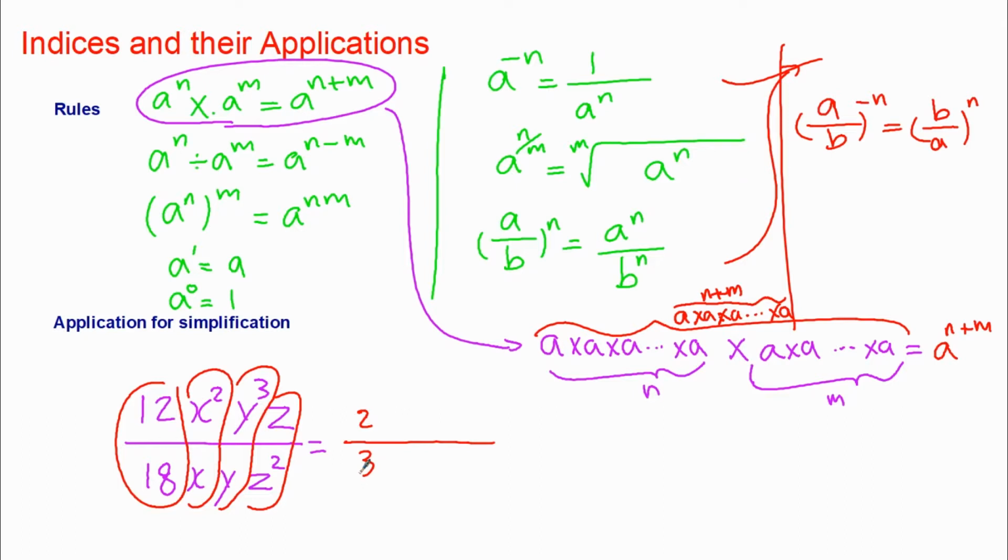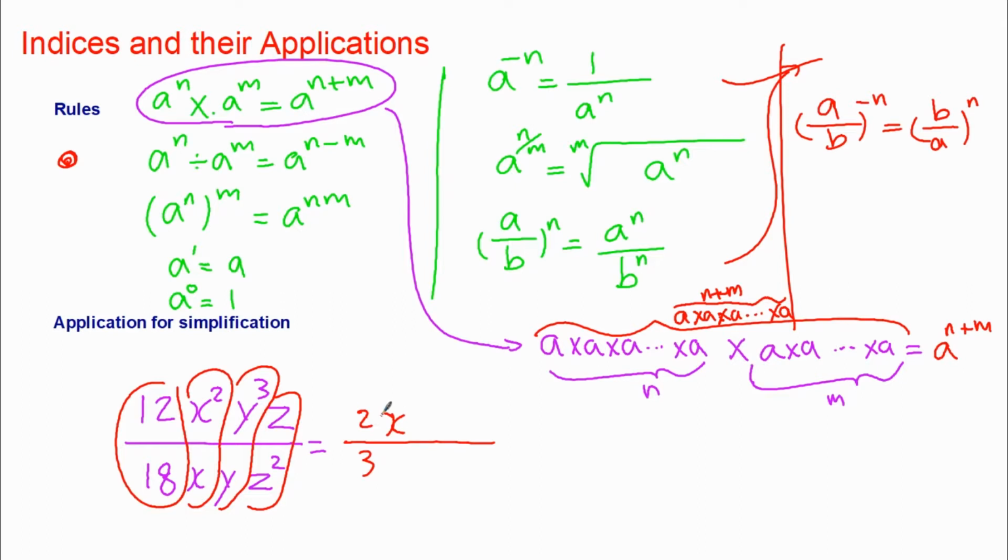Then we have x squared divided by x. So which rule applies in here? This is the one, a to the power of n divided by a to the power of m. So our a is x, our n is 2, our m is 1. That is exactly what that formula means, the application. So that would be x to the power of 2 minus 1, which is x to the power of 1. So we can just write x, because a to the power of 1 is a, so that would be just 1x.